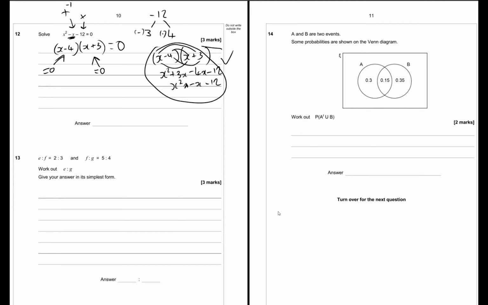So let's set it up. We can do x minus 4 equals 0 or x plus 3 equals 0. What does the first one imply? If x minus 4 equals 0, that means x is going to be 4. And if x plus 3 equals 0, then we know x is going to be minus 3. So that's our two answers: x equals 4 or x equals minus 3.